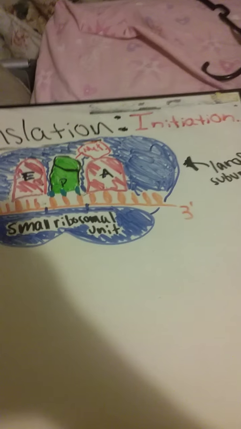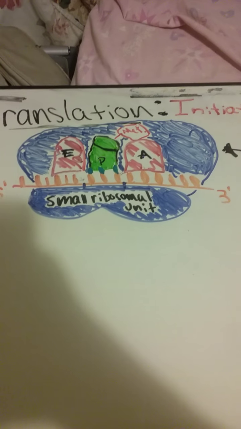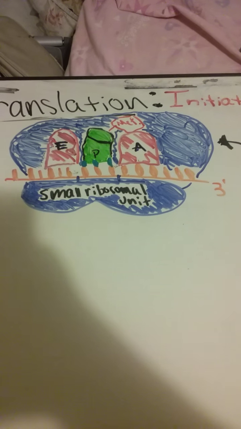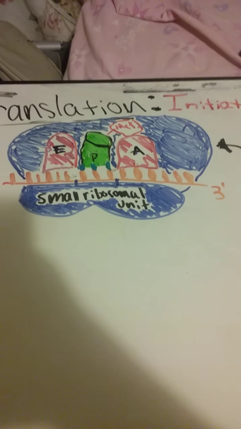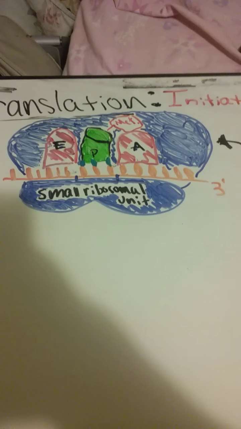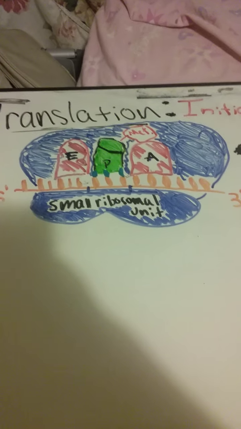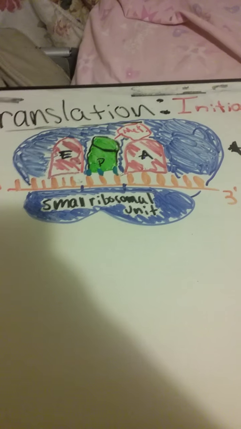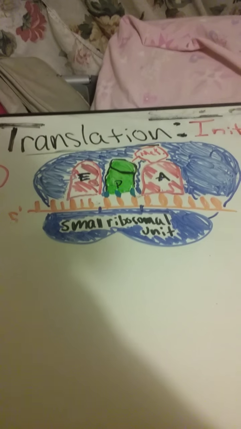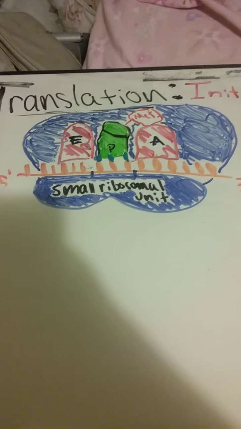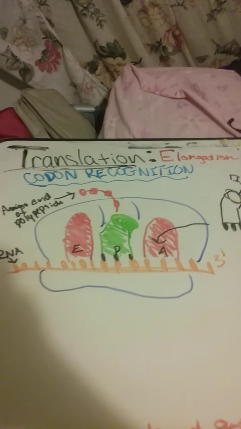The next step is that the large subunit of the ribosome comes in, allowing the tRNA with the methionine amino acid and the anticodon on the bottom to fully bind to the P site. And the A and E sites are brought in, and A will bring in the second amino acid to be produced. The next step of translation is elongation.